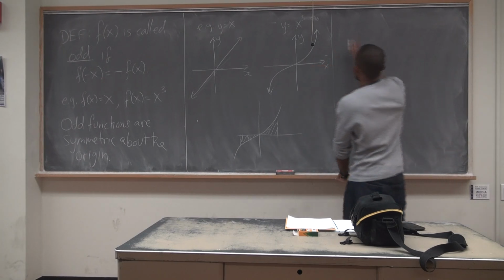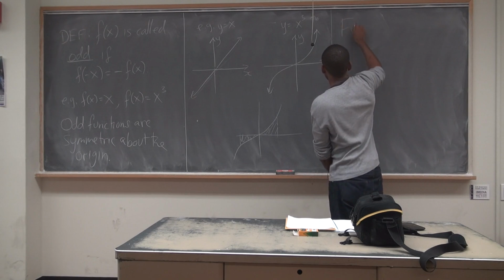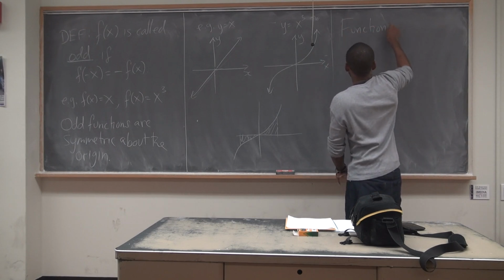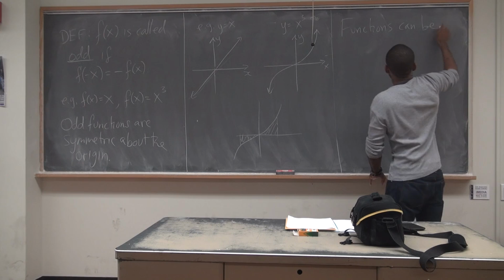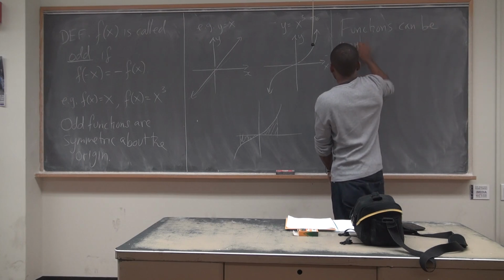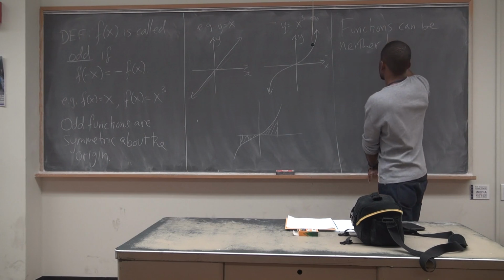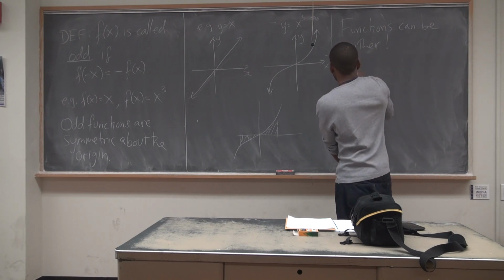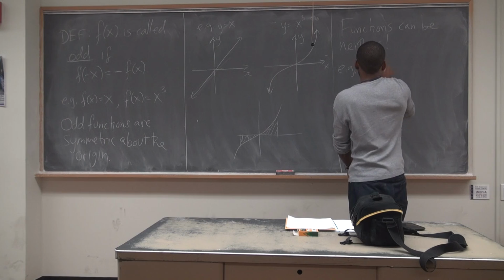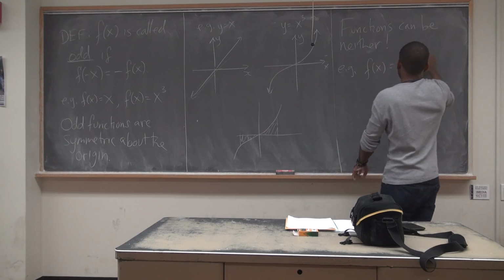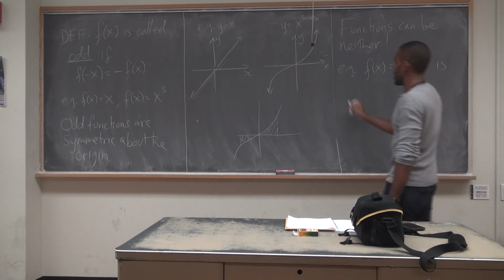So that's symmetry. Of course, functions can be neither. You can have a function that is odd, even, or neither of these. So you should know that. For example, f of x equals 1 plus x cubed is neither even nor odd.